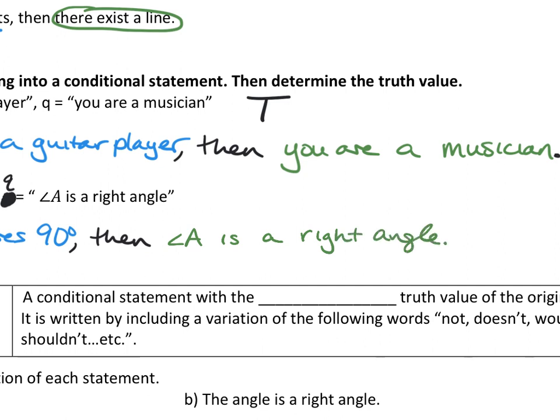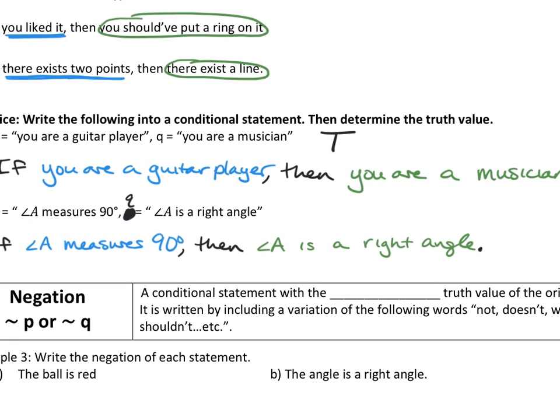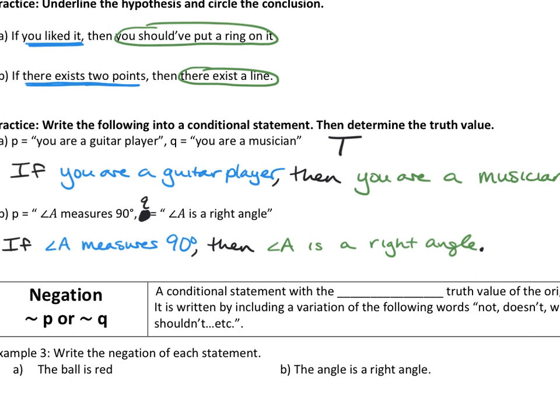So we can write an if-then statement for basically anything, but after we're done, we have to take a second and check the validity of the if-then statement. So let's think about the geometry we know so far. If angle A measures 90 degrees, does that mean it's a right angle? Yes, so this is a true conditional statement.